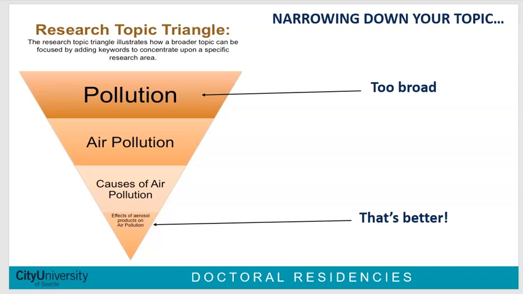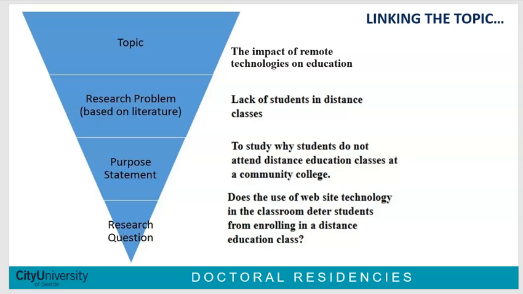So you see, as you are narrowing down the topic, you are still within the big topic, but narrowing it down to where it's doable. And finally, the effects of aerosol products on air pollution. That is a subset of the causes, a subset of air pollution, and a subset of the big idea of pollution. That's narrowing down the topic, and that's one of the first things you want to do when you start your dissertation. Now, how do you link that topic with a research question? Well, that's the nuance and that's the work that you have to do in your prospectus tool.